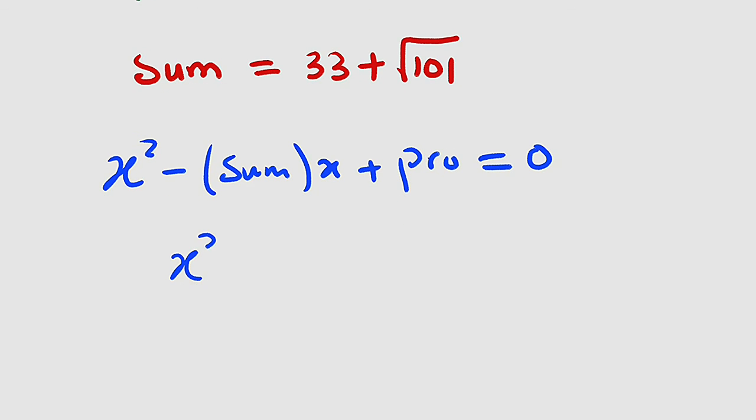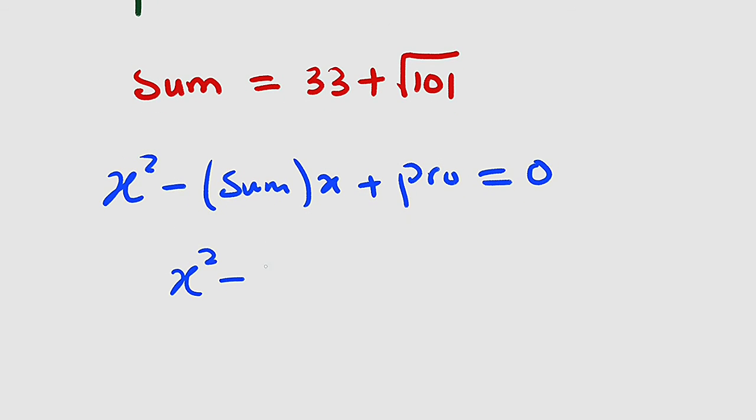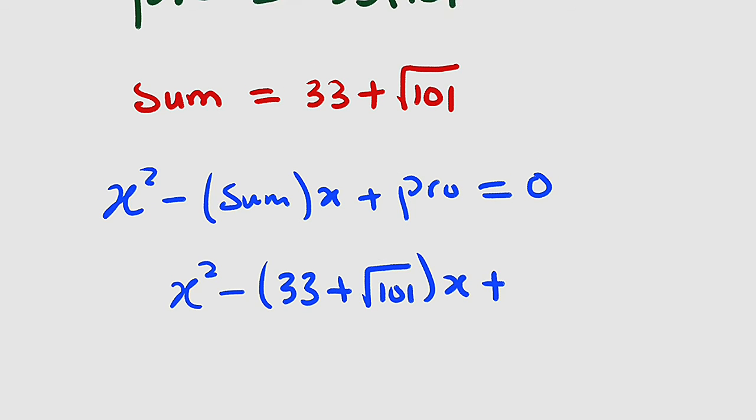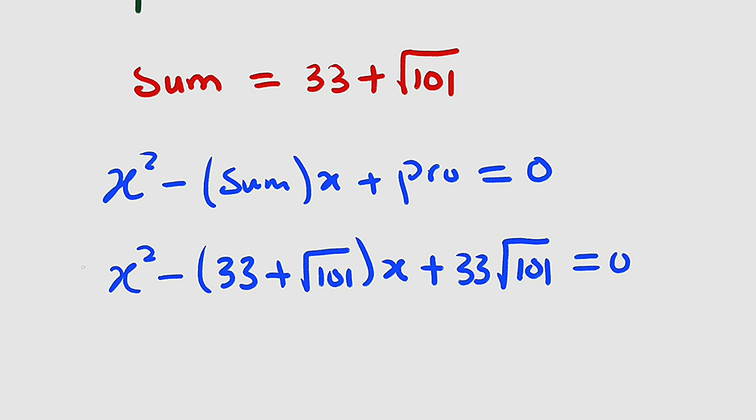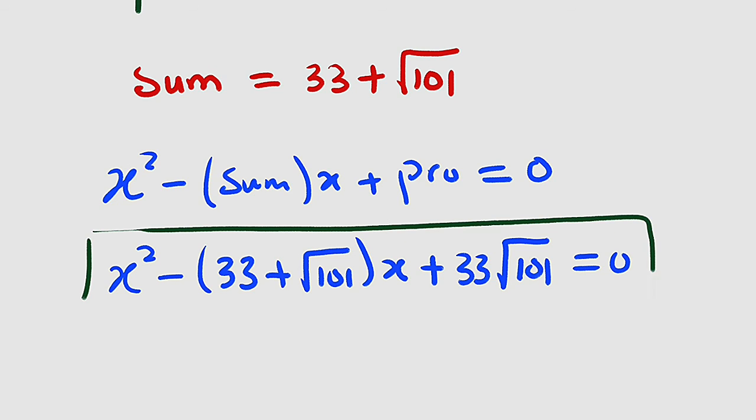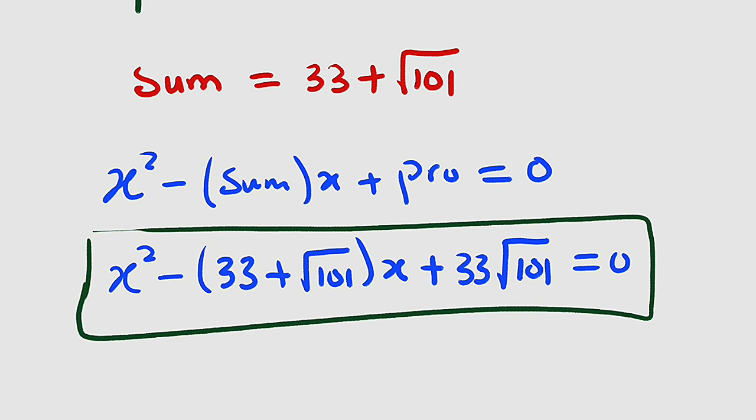So this is x squared minus the sum, which is 33 plus the square root of 101. Then you multiply by x. Then you add the product, which we have as 33 multiplied by square root of 101. This is equal to 0. And hence, this is the new quadratic equation formed with those two given roots.